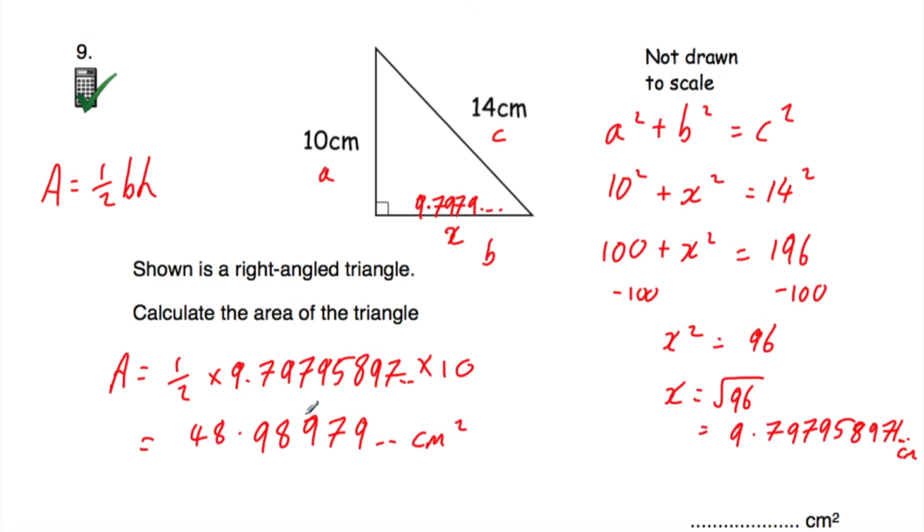And that's it. Let's just round that to 2 decimal places. So that'll be 48 point, and then we've got 0.989. So let's round that to 2 decimal places. So that'll be 0.99 centimeters squared. So the area of that triangle is 48.99 centimeters squared.